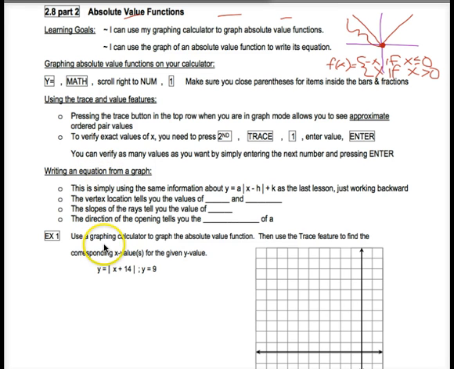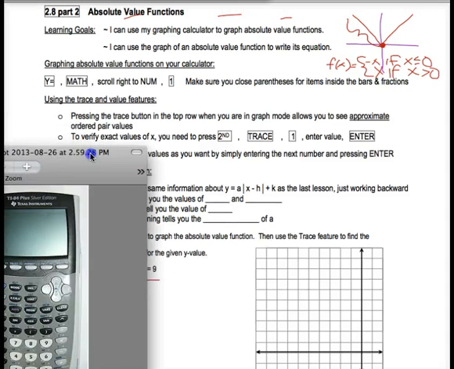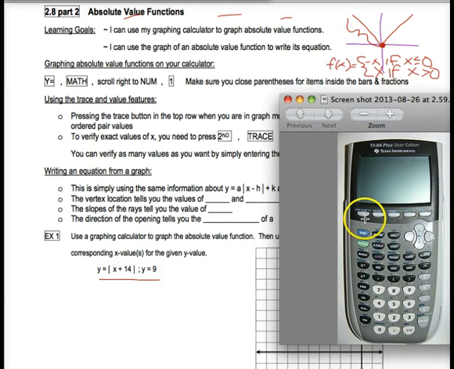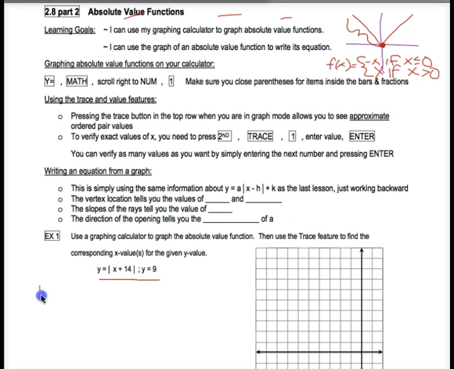So when we are using the graphing calculator, we're going to look at example 1: use the graphing calculator to graph the absolute value function, then use the trace feature to find the corresponding x values for the given y value. So here's my equation, y equals absolute value of x plus 14. Eventually it wants me to find the x values where y is 9. So on my calculator, you'll press your y equals, then, I'll write the keystrokes down for this specific one, so y equals button, then you are going to hit math.